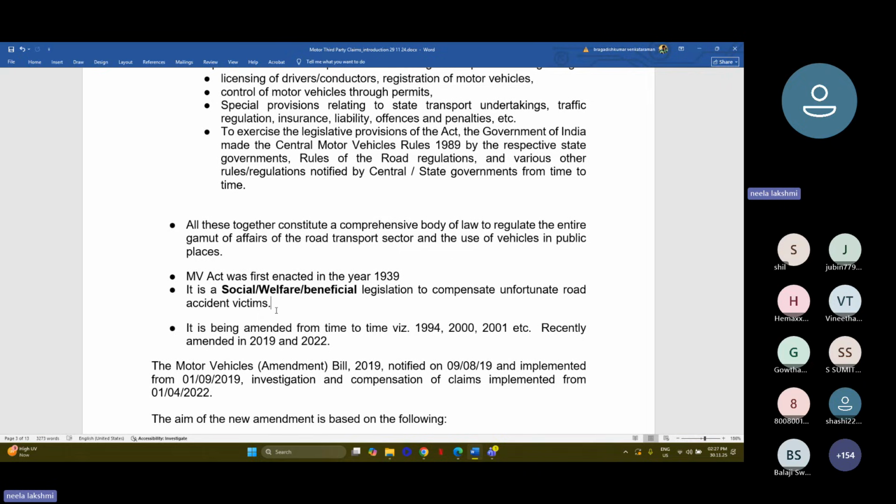For example, even if any breach of policy condition or permit condition is done by the owner or driver of the vehicle, the court will take a liberal view towards the road accident victim, and it will ask the insurance company to pay and recover from the owner of the vehicle. That is the pay and recover principle. The pay and recover principle is the best example of this. So it is a social welfare beneficial legislation.